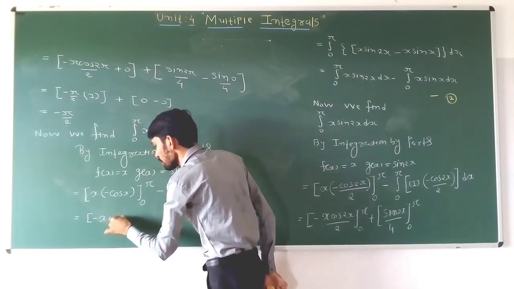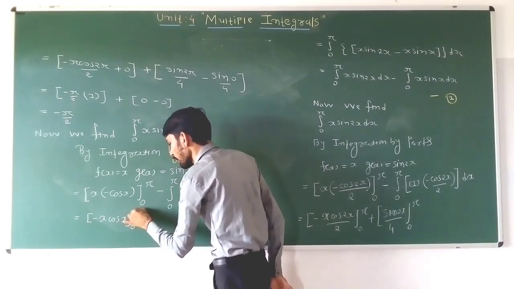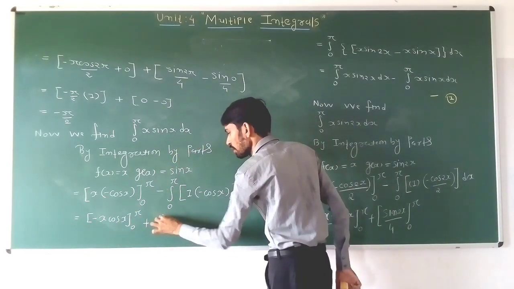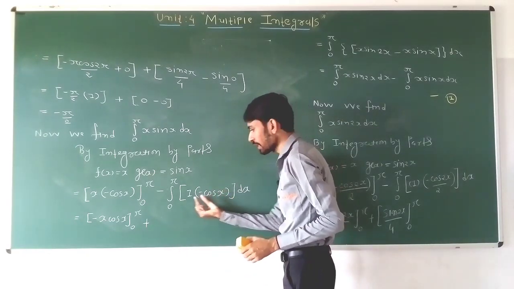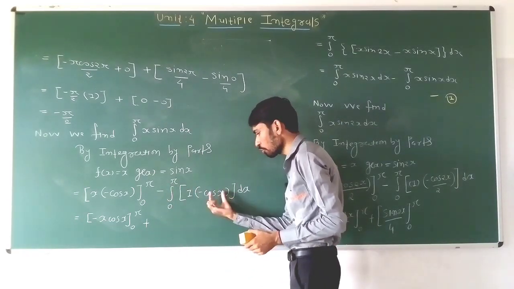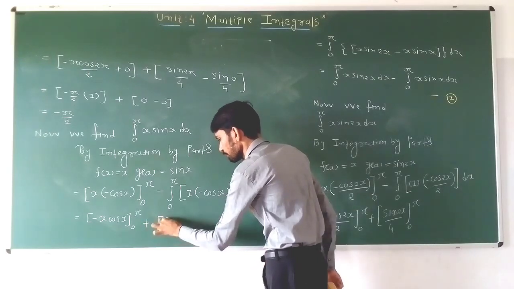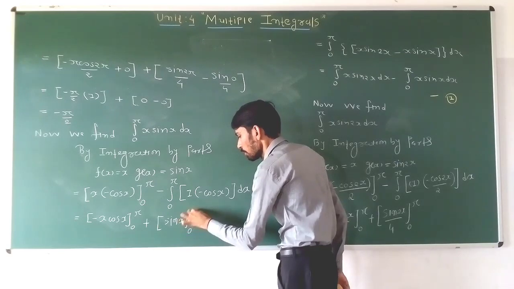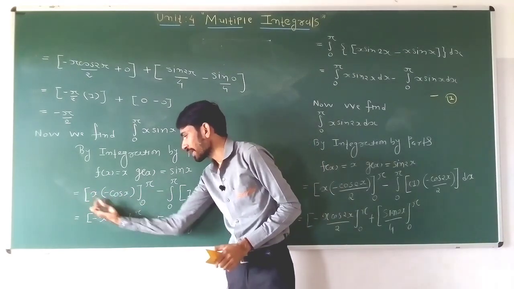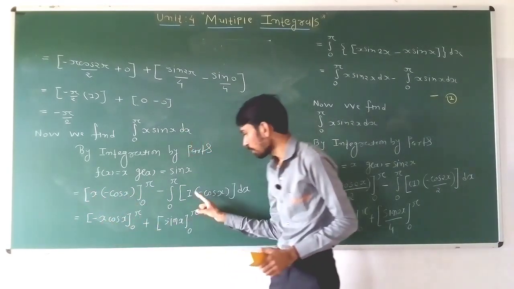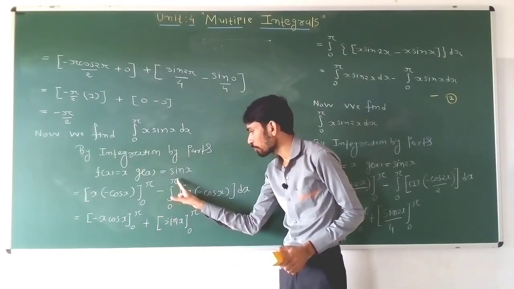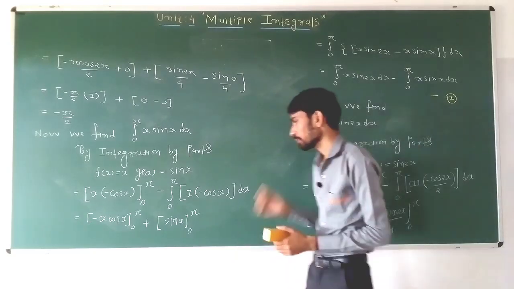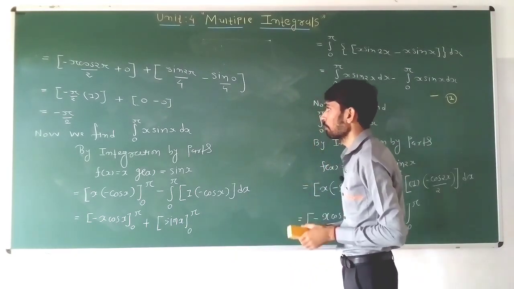So our next step is minus x cos x, limit is 0 to pi, minus, and minus minus becomes plus. Now to do the integration of 0 to pi cos x, the integration of cos x is sin x, and the limit is 0 to pi. Now we substitute the limit.